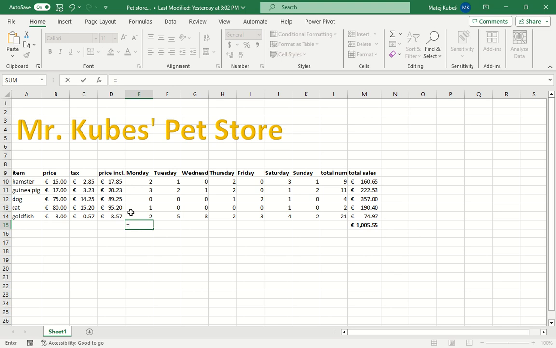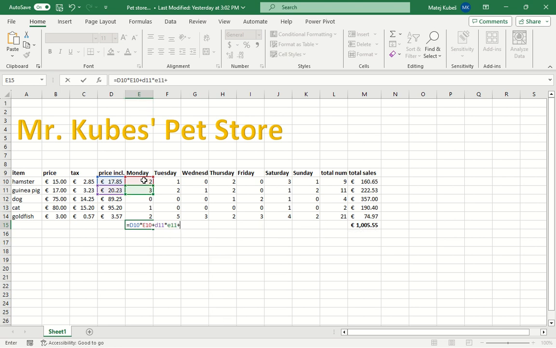Equals tells Excel, hey buddy, now I'm going to be doing some calculation. This is not just some text for decoration or a label. This is actually a command to calculate something. So I want to take the hamster, its price including tax, times the quantity I sold on Monday. Now, plus, I want to do D11, which is the guinea pig price, times the quantity sold of guinea pigs on Monday, which is E11.